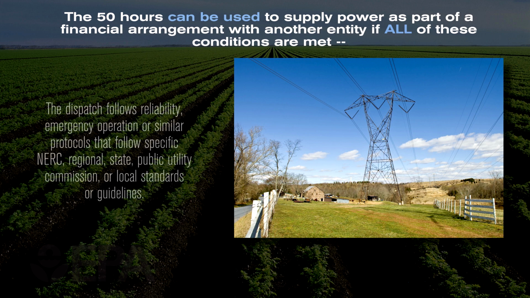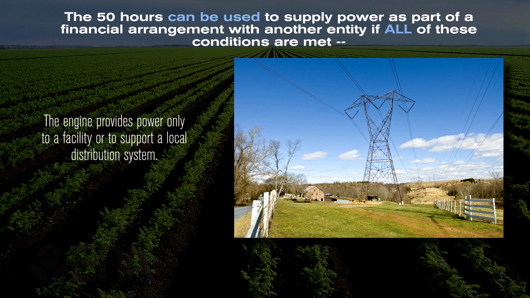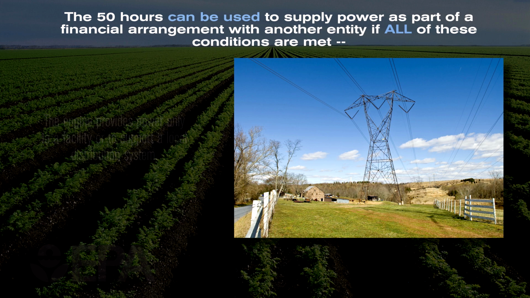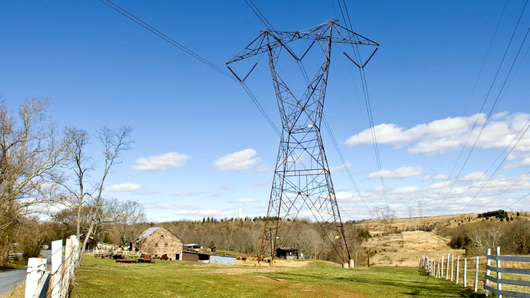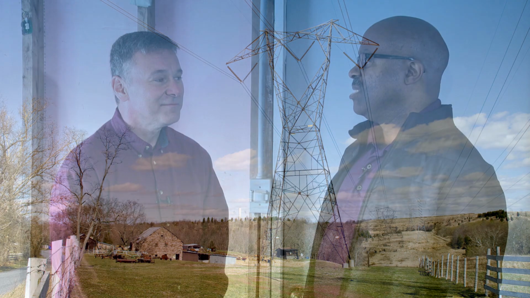The dispatch follows reliability, emergency operation, or similar protocols that follow specific NERC, regional, state, public utility commission, or local standards or guidelines. The engine provides power only to a facility or to support local distribution systems, and the owner identifies and records the dispatch and standard that is being followed. If an engine's operation time exceeds all of these limits, then the engine is considered a non-emergency engine, and owners must then comply with the standards for that category.